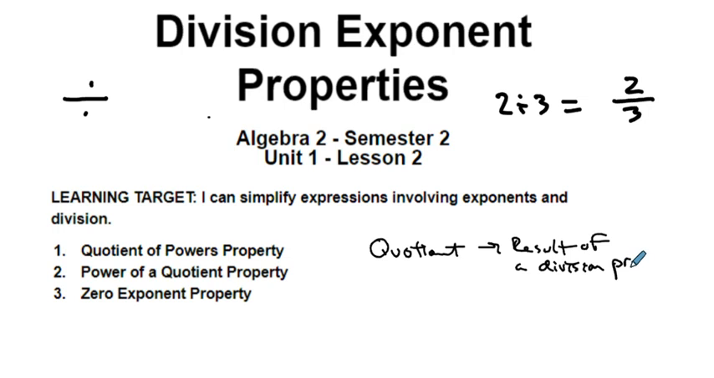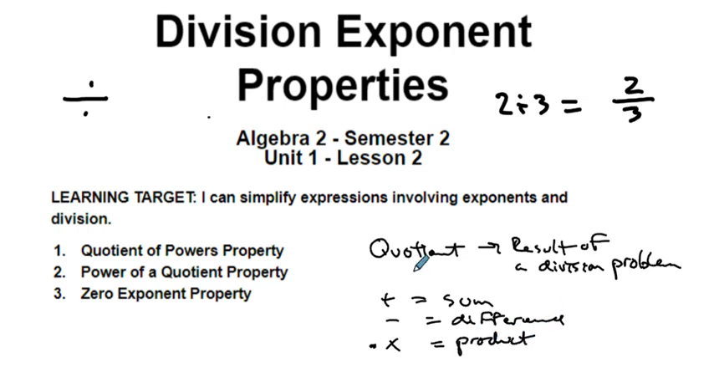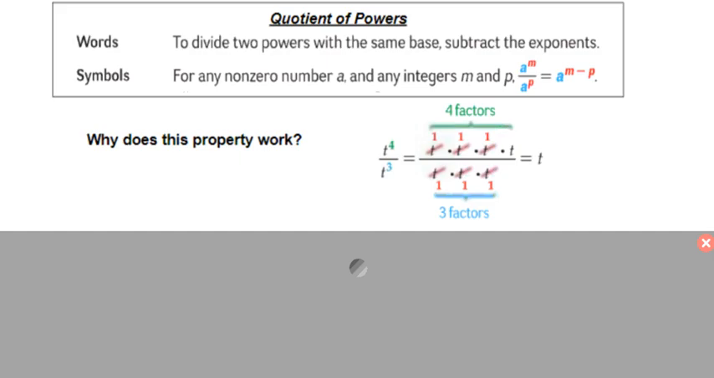With addition, you have a sum. Subtraction, you have a difference. With multiplication, I'll use the X even though it should be a dot, we call those products, and for division we call them quotients. So those are our terms. You've got to be familiar and comfortable with those by now, so that we're all on the same page about what we're talking about. So with that, let's dive in.